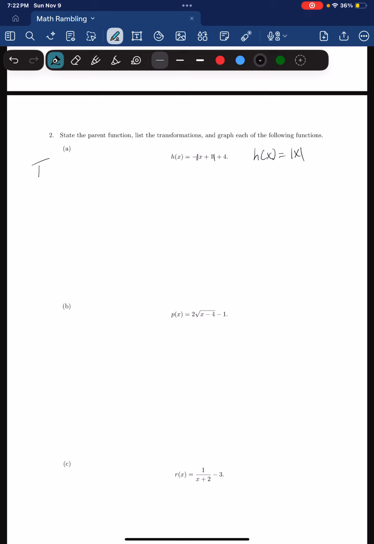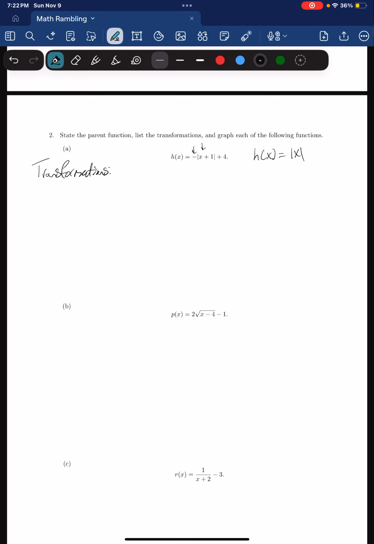Okay, the transformations. Well, I know we're flipping. Are we flipping over the x-axis or the y-axis? Over the x-axis. How do we know? Because it is outside rather than inside. Is that right? Yeah, I think so. Well, I'll graph it and we'll see.